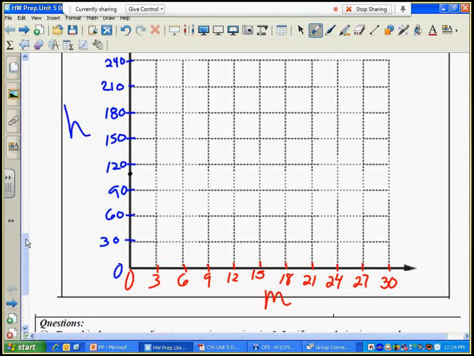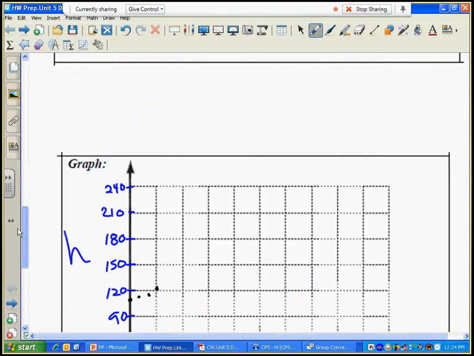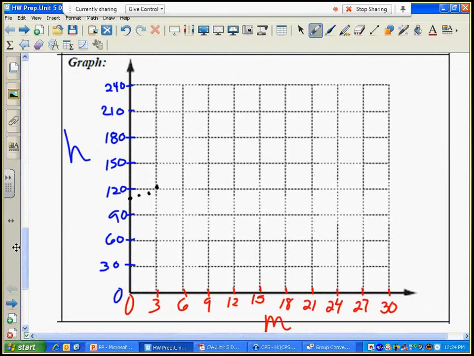0, 110, 1, 114, 2, 118, 3, 122. Let's see. The next one was 10, 150. Okay. And then 15, 170. And then 30, 230. Okay. Assuming that I could graph well, these look like they kind of line up.